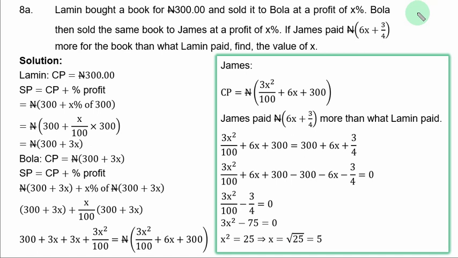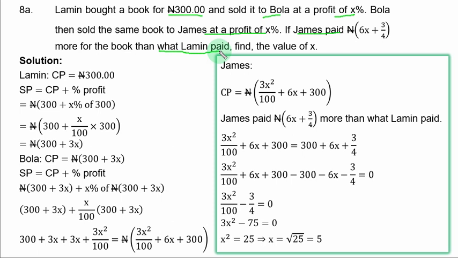Question 8a. Lami bought a book for 300 naira and sold it to Bola at a profit of S%. Bola then sold the same book to James at a profit of S%. If James paid 6s plus 3/4 more for the book than what Lami paid, find the value of S.